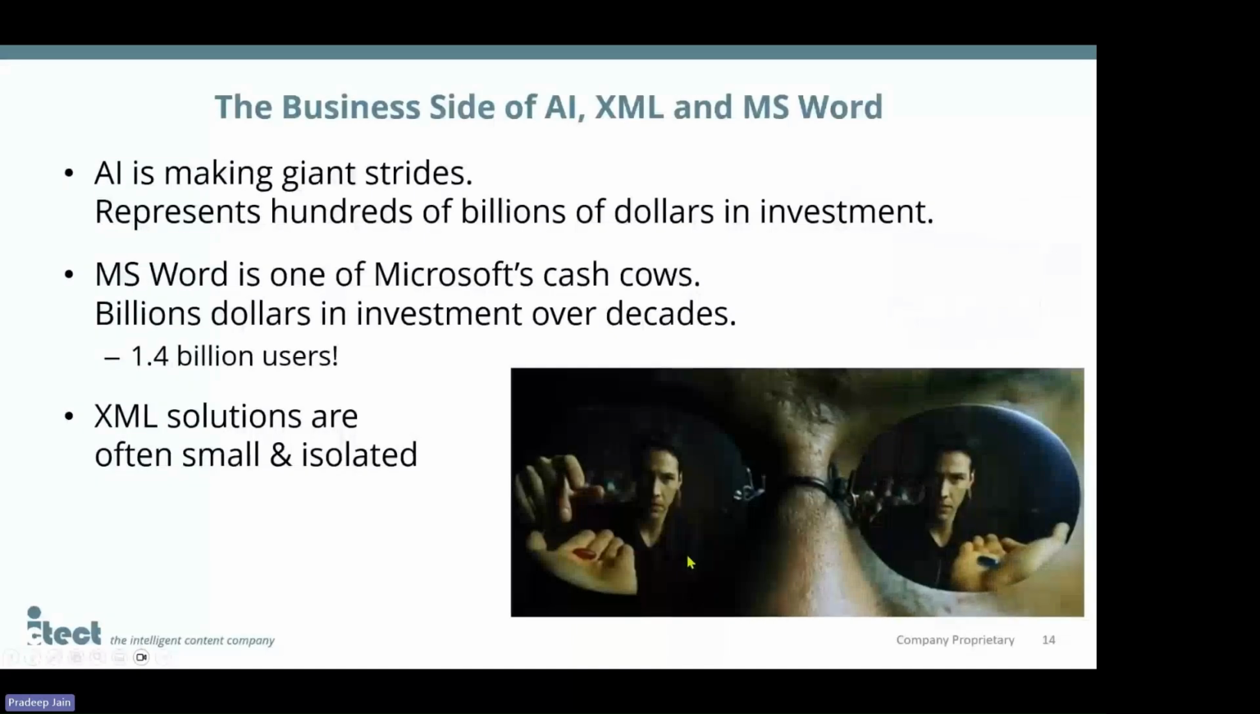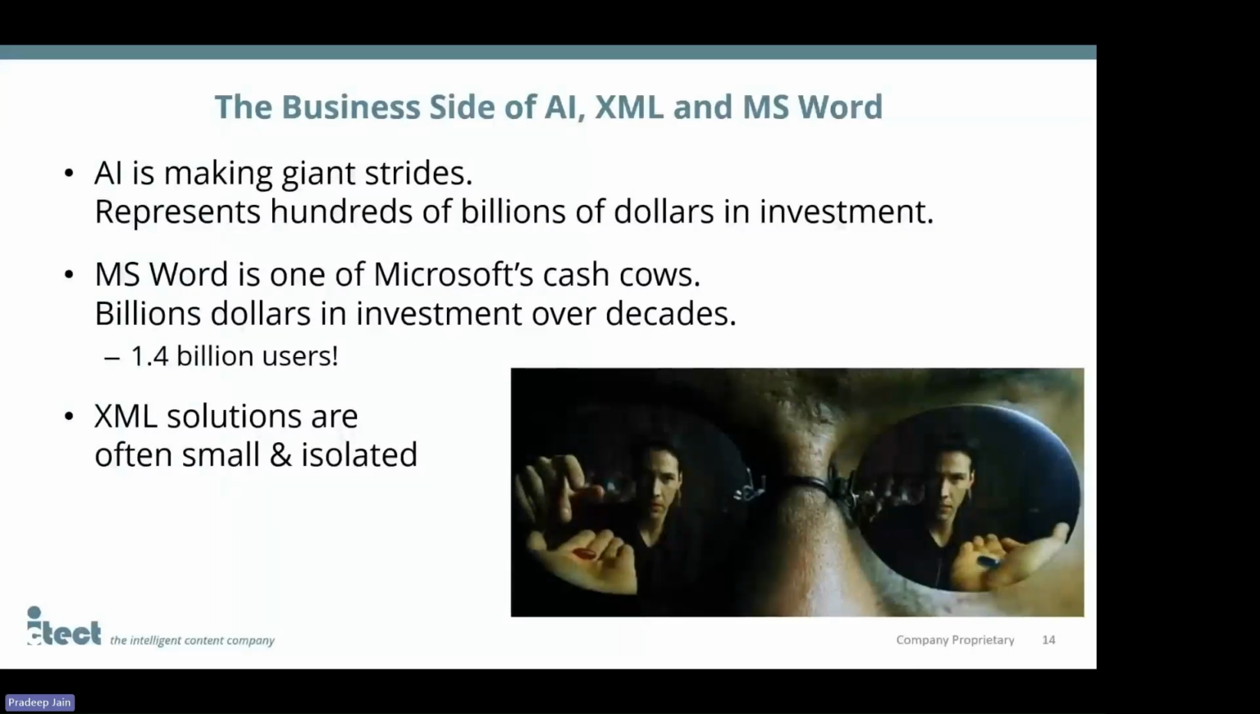We also wanted to speak just a little bit about the business side of AI, XML, and Microsoft Word. As many of us have been in the industry for many years, we can probably all say that AI is the biggest change that we have seen in many, many years. And AI is, of course, making giant strides. Hundreds of billions, or maybe even more than that, is going in that direction.